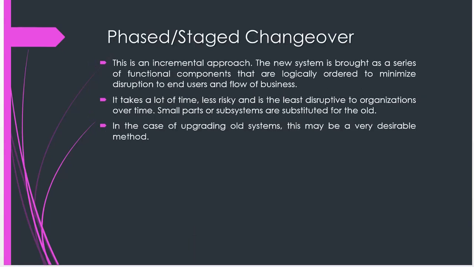Then finally, we have the phased or the staged changeover strategy. This is an incremental approach where you deploy your system one module at a time. If your system has 10 modules, let's say sales, marketing, HR, IT, and so on, you first deploy the sales module, and when you're happy with how it's functioning, you then deploy the marketing module, then the next module. You deploy those modules one at a time or a few at a time until all the modules are finally deployed within the environment.